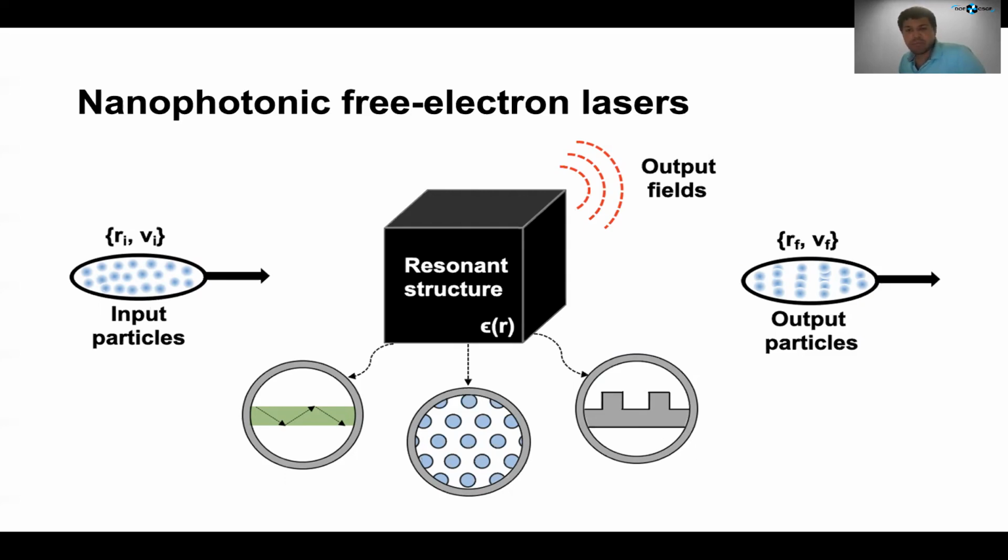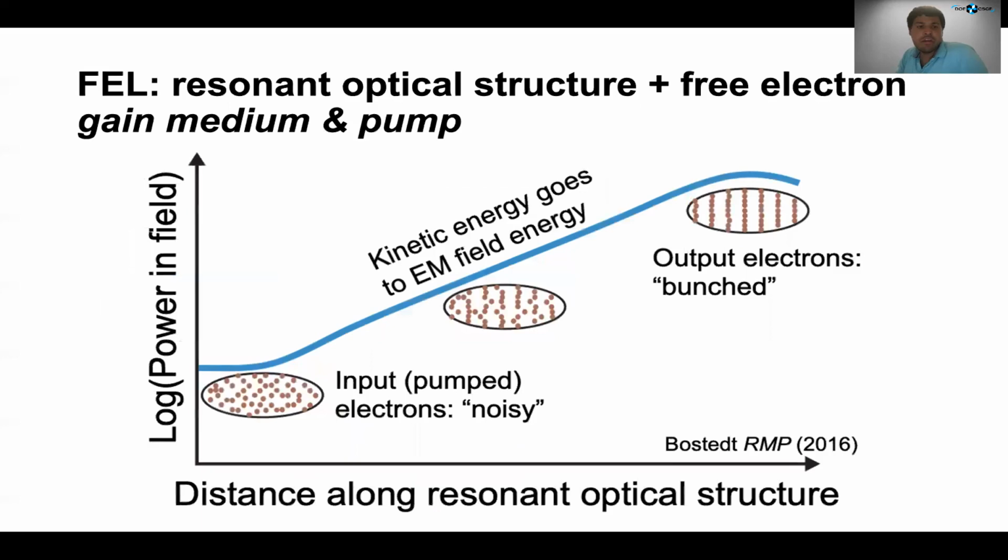I want to unpack the physical mechanism of this just a little bit more. The idea of a free electron laser, which has been studied quite a lot in the past, is that it's some resonance structure plus a free electron beam. And the free electron beam, unlike regular lasers, is not only the gain medium, but is also the pump of energy itself. Its kinetic energy is the initial pump. What I'm plotting here is the logarithm of the power in whatever electromagnetic field mode I'm trying to amplify as a function of the electron's propagation through this resonance structure.